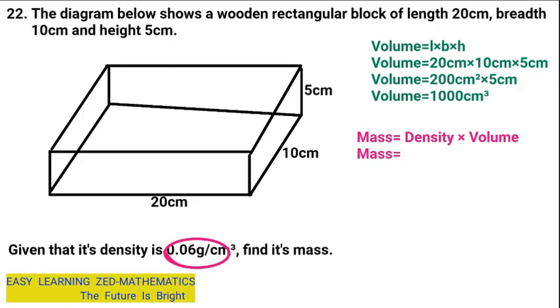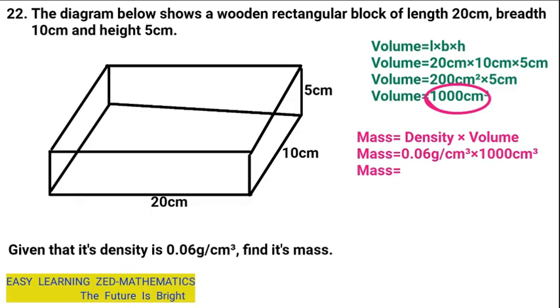So that's what I'll write there, which will be multiplied by the volume. The volume is the amount we have just calculated, the one I circled there, which is 1000 centimeter cubic. So we're going to multiply by 1000 centimeter cubic. Then we're going to write mass is equal to 0.06 grams per centimeter cubic times 1000 centimeter cubic, and we are going to get 60 grams.